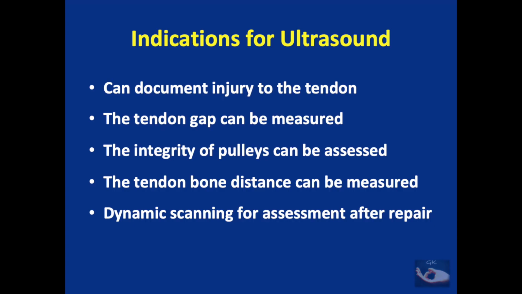So the indications for ultrasound in a case of flexor tendon injury can be to document the injury to the tendon, the tendon gap can be measured, the integrity of the pulleys can be assessed, and the tendon bone distance can be measured. This will help us to measure the bowstringing, and dynamic scanning can be done for assessment after repair.